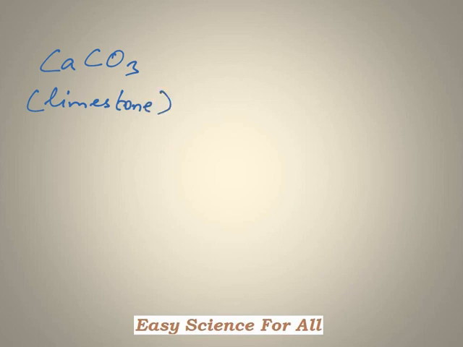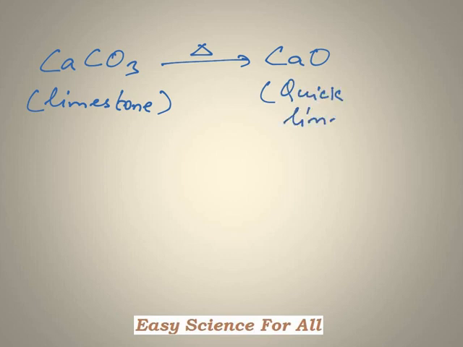Let us take two more examples of thermal decomposition. For example, when calcium carbonate, also known as limestone, is heated strongly, this is sign for heat, then it gets converted into calcium oxide, which we call quicklime, and there is liberation of carbon dioxide gas.